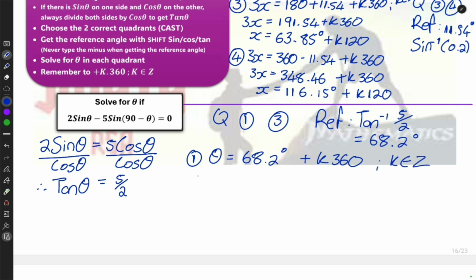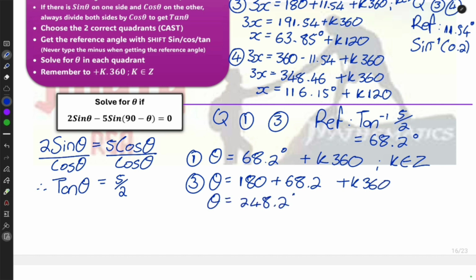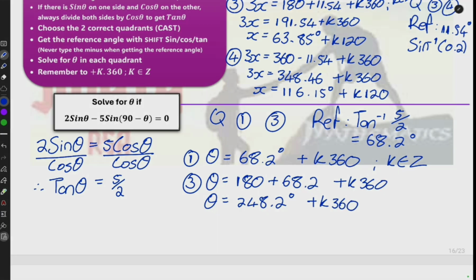Now I can move over to quadrant 3, and then the answer would just be 180 plus reference angle, so 68.2, plus k 360, and therefore the final answer is just going to be 248.2 degrees plus k 360. And that's it. That's my final answer.